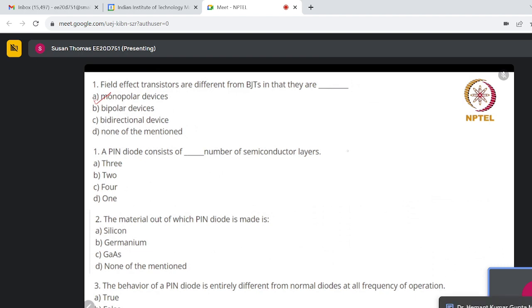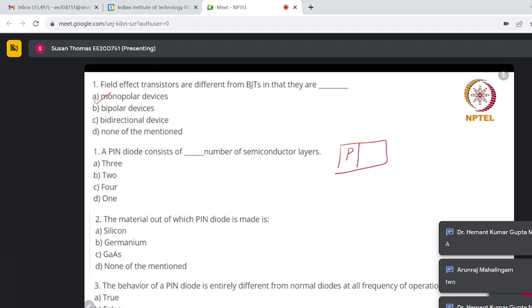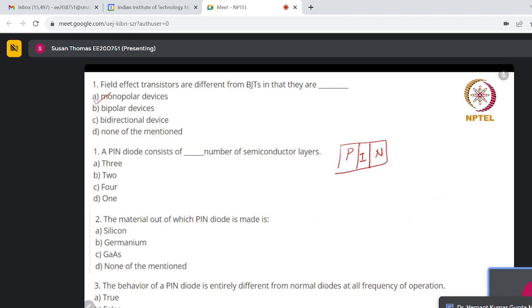So all of you know the construction of a pin diode, wherein you have a P junction and N junction, which is separated by an intrinsic layer. So it should be 3 layers. You know what is an intrinsic semiconductor, which is basically a pure semiconductor. And if it is doped with a P-type impurity, then it becomes P. And if it is doped with the N-type impurities, then it becomes an N-type junction. So basically we have 3 layers.